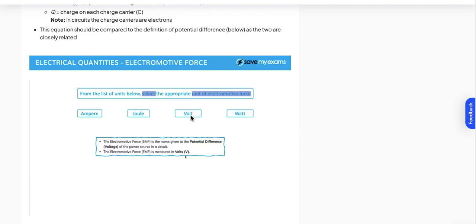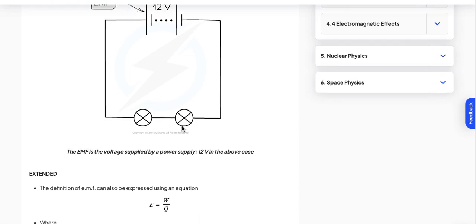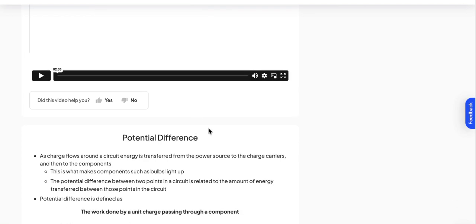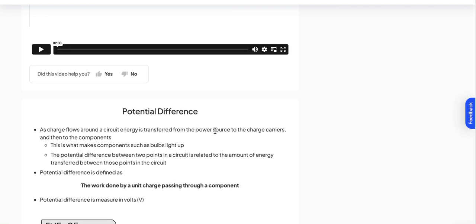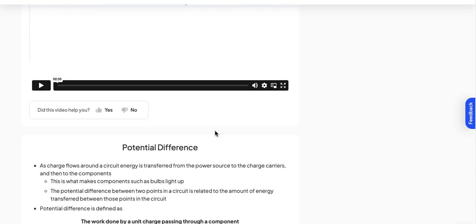So electromotive force, remember, is the name that is given to the potential difference, or to the voltage, of the power source in any circuit. The name we give to the voltage in the power source, the PD in the power source, is what we call the electromotive force. So it's still voltage, okay? The unit is a volt. So I think we pause and listen to this tutorial again before we move on to the potential difference.